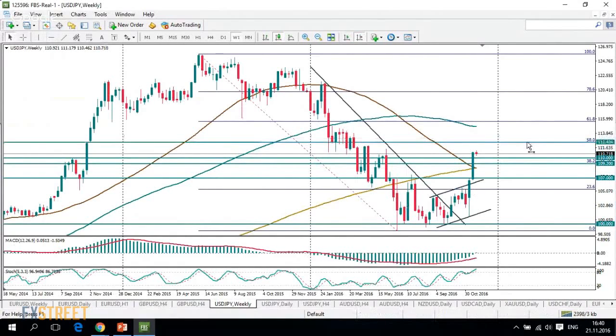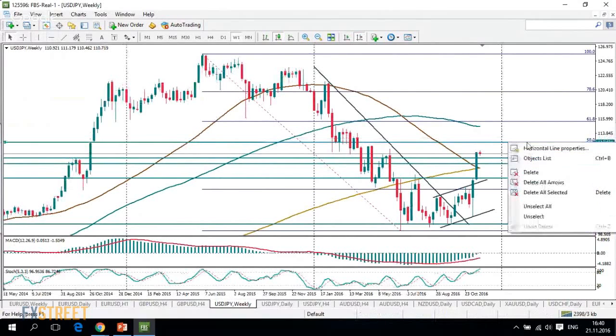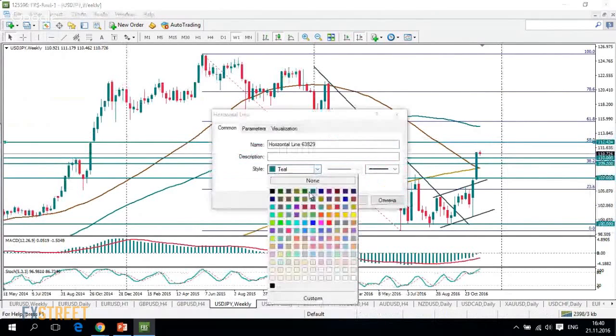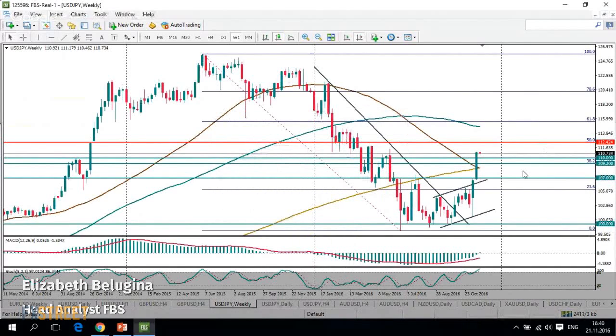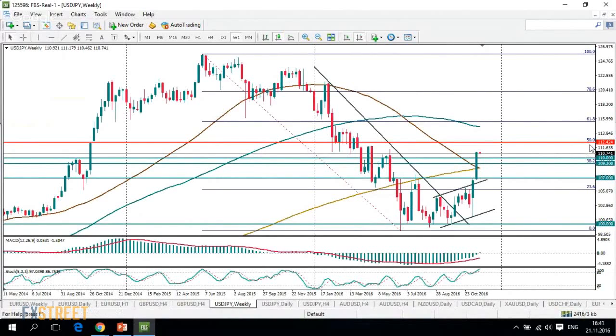The weekly chart provides us support and resistance levels. These are Fibonacci levels from the decline of 2015-2016. We are now getting closer to retracement of 50% of this decline, and this Fibonacci level is located around 112.40. The pair managed to close last week above 110 mark. This is a very big move.